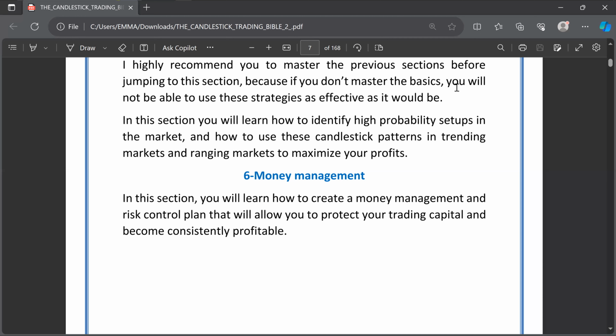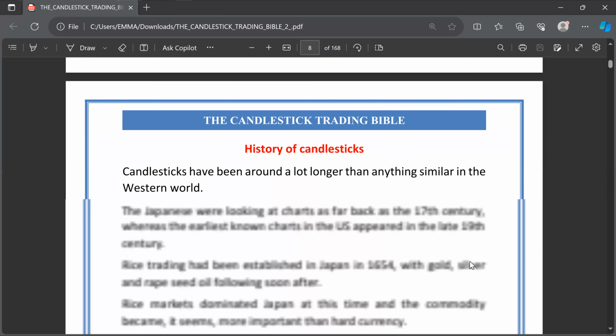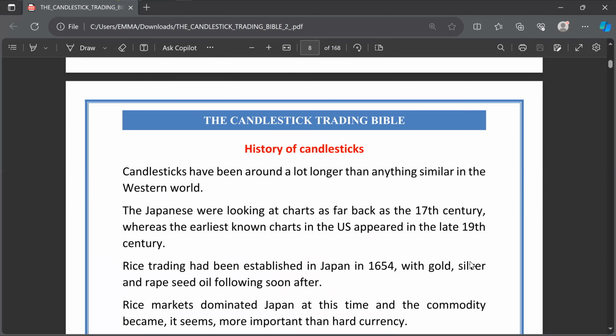Because the little that we have, if you could actually manage them, you always have something to use. So the little that comes into your coffers, you should be able to manage them. So that is the money management aspect. In this section, you will learn how to create a money management and risk control plan that will allow you to protect your trading capital and become consistently profitable. Right? Now, let's move to the history of candlesticks.